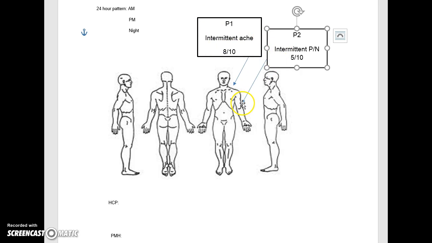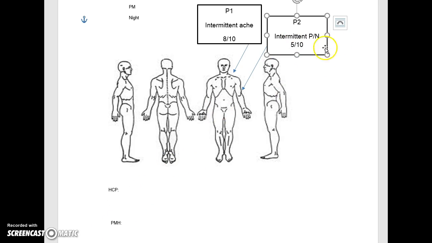Good. Now, the patient also has another type of symptoms on the arm, so we call it P2 because these symptoms started after P1, let's say 2 or 3 days after P1. That's why we call it P2. It's intermittent, pins and needles, which might indicate neural origin of symptoms, and it's 5 out of 10. Good. So yeah, this method is very helpful because you use very few words in order to explain too many things about the patient's symptoms.